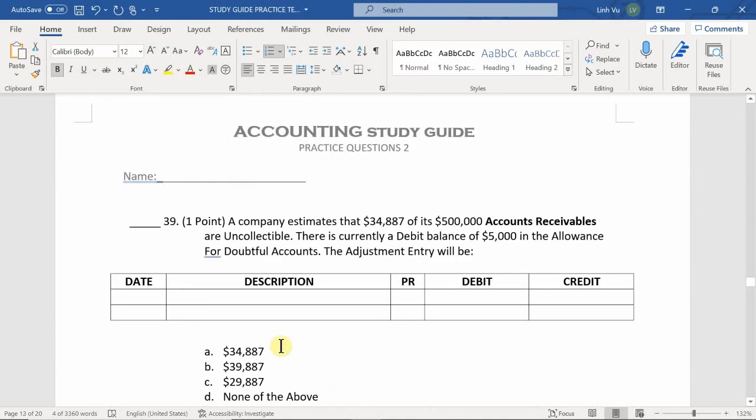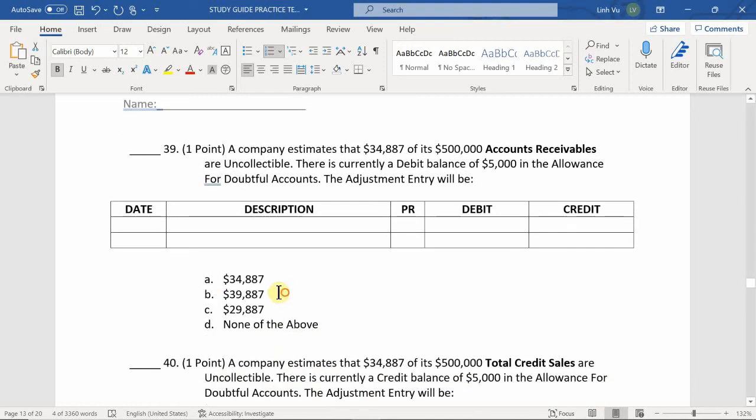Number 39: a company estimates that $34,887 of its $500,000 accounts receivable is to be uncollectible, and there's currently a debit balance of $5,000 in the allowance for doubtful accounts. The adjusting entry will be $5,000 plus $34,887, which is $39,887. That is correct, because here we're using the balance sheet method.